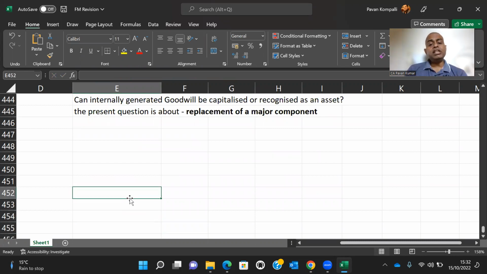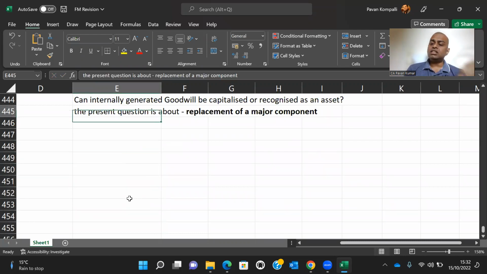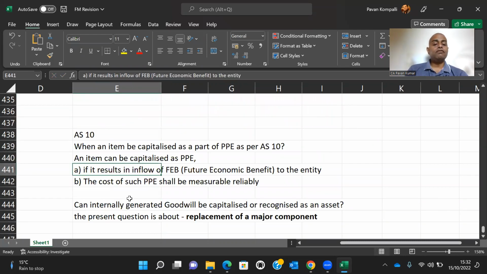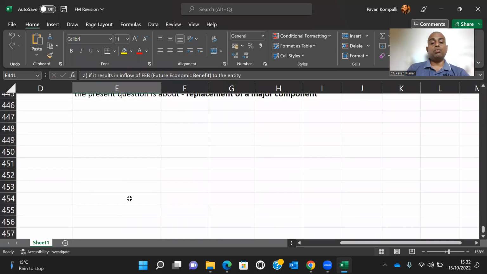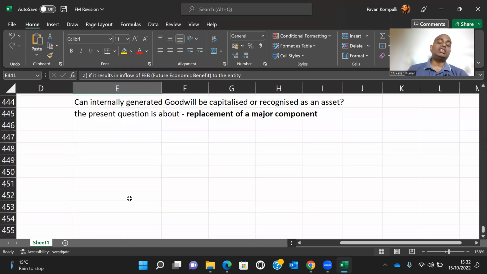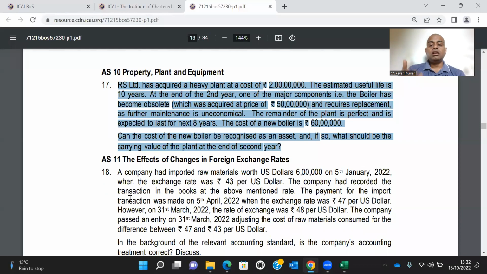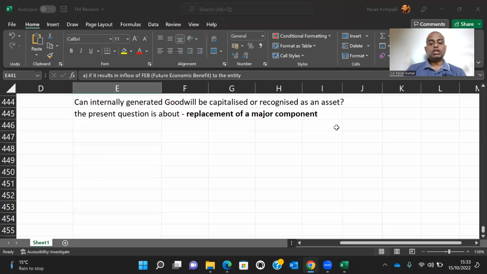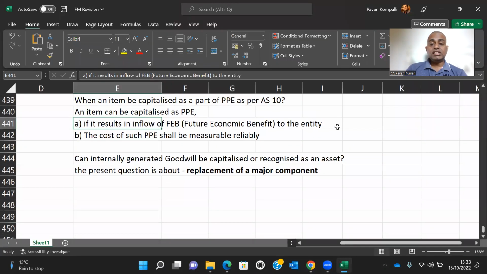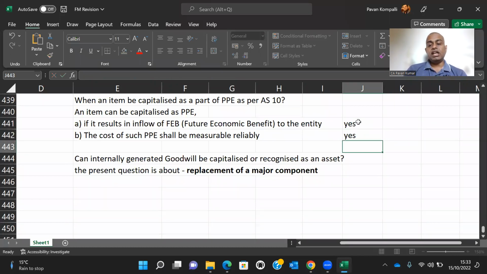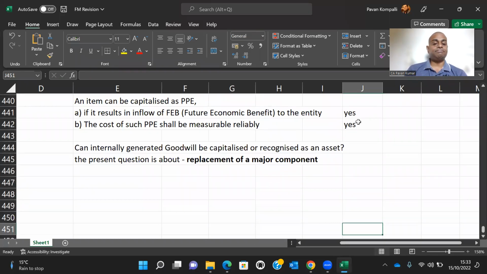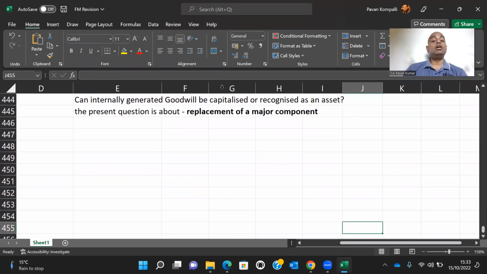So when can replacement of a major component be recognized? Same criteria, A and B: future economic benefits and cost. Will it result in future economic benefits? Obviously, yes. Is the cost measurable reliably? Clearly, they have said the cost of the new boiler is 60 lakhs. So, question number 1 satisfied? Yes. Question number 2 satisfied? Yes. Can it be capitalized? Yes, it can be capitalized.